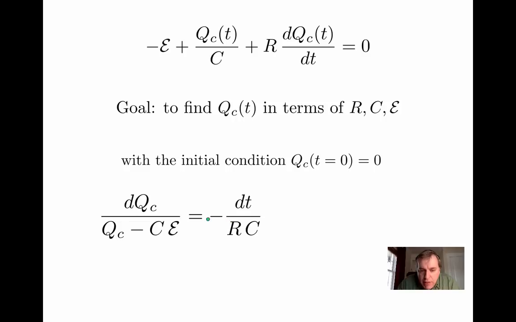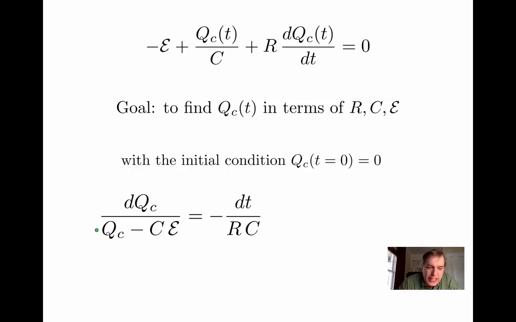Now you have a constant here, minus 1 over RC. It's totally up to you if you move it to this side or leave it on the other side, but in this case, it's easier to write the equation in this form. Now what do we do next? We have everything that depends on QC on one side, and time on the other side. So what we do next, we integrate both sides.